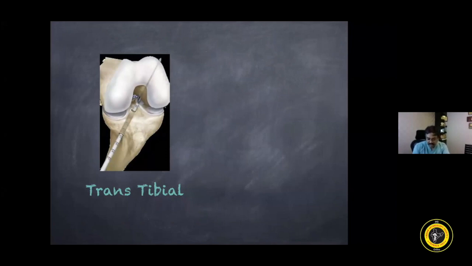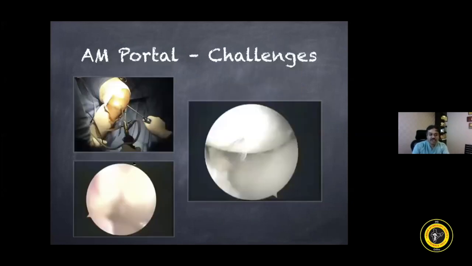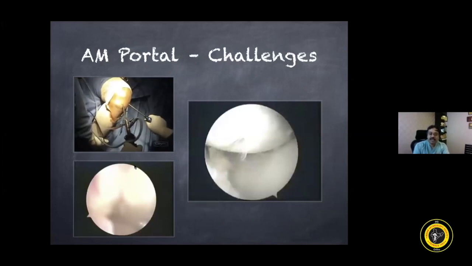And this is the conventional transtibial portal. Most of us have changed from the transtibial to the transportal technique to make the anatomic fixations. To achieve the anatomic location of the ACL on the femoral end was very difficult through the transtibial, so all of us shifted to the transportal technique. But the main challenge in the transportal technique is the positioning of the limb while operating.